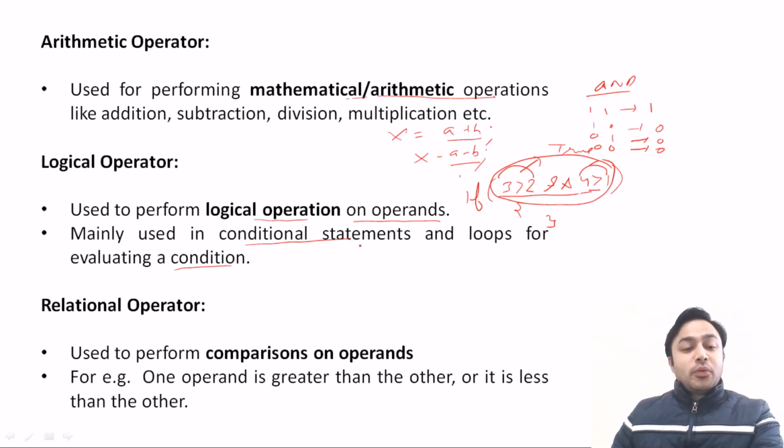The relational operator is used to perform comparison on operands. For example, you want to check whether one number is greater than another or less than another, whether one number is equal to another number or not equal to it. In that case, we use the relational operator.